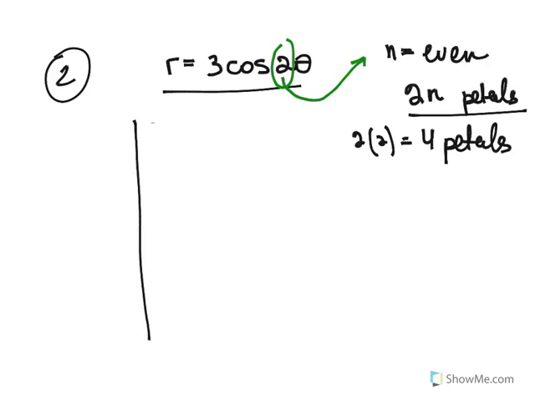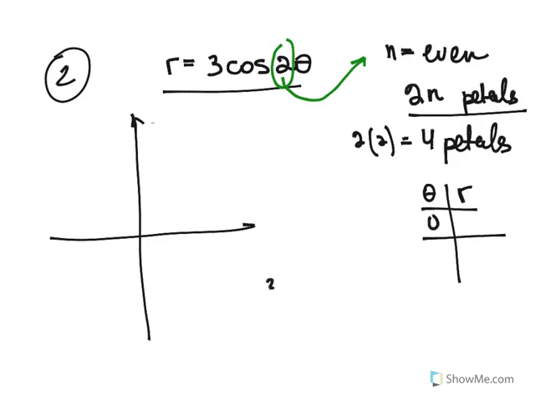I'm going to make a little chart for myself, just the same way I did it previously. Again, I'm going to start with 0. 3 cosine of 2 times 0. Cosine of 0 is 1, so you just get 3 times 1, which is 3. So let's plot that point. 0 degrees, initial position, and the radius is 3. So that's where you are.